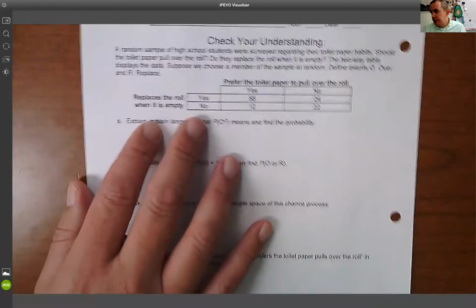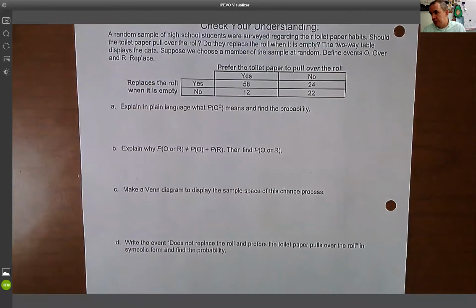Okay, so here's our situation. A random sample of high school students were surveyed regarding their toilet paper habits. Should the toilet paper pull over the roll? Do they replace the roll when it's empty? The two-way table displays the data. Suppose we choose a member of the sample at random. Define the events O, over, and R, replace.